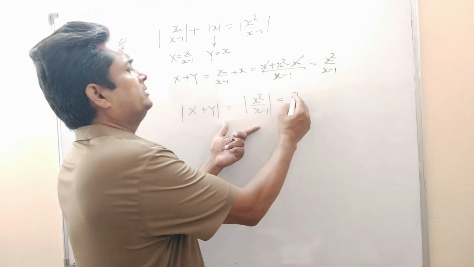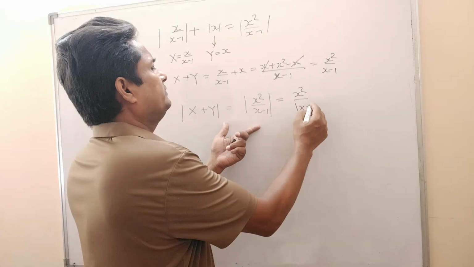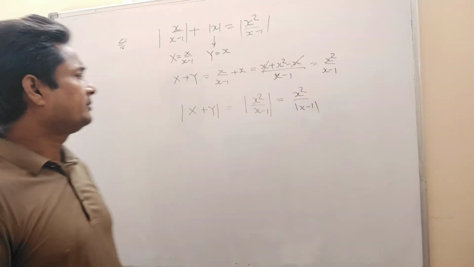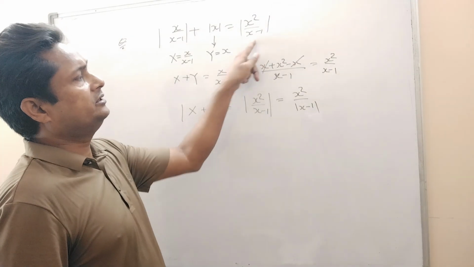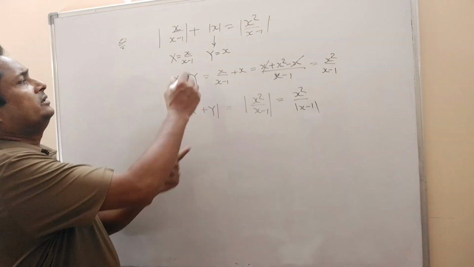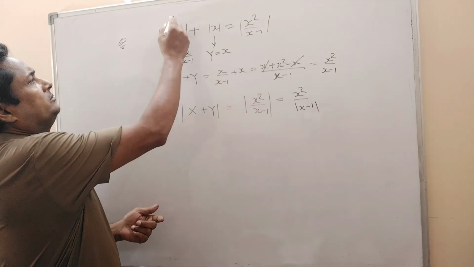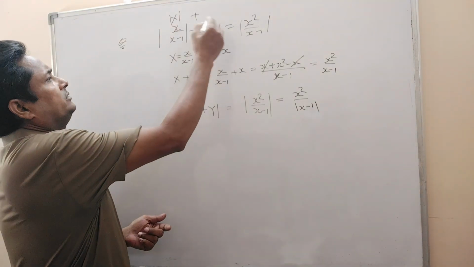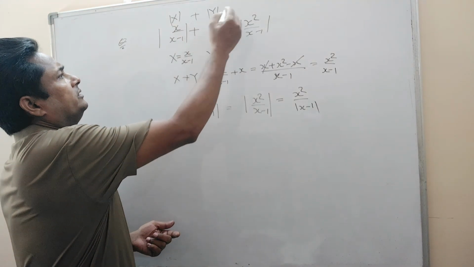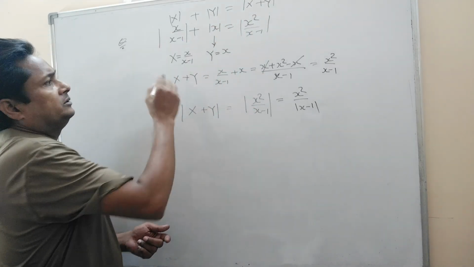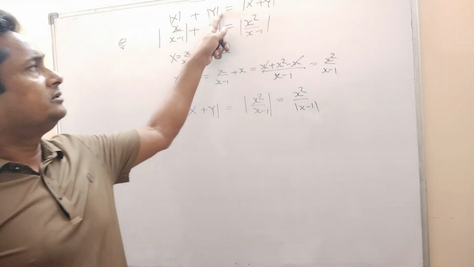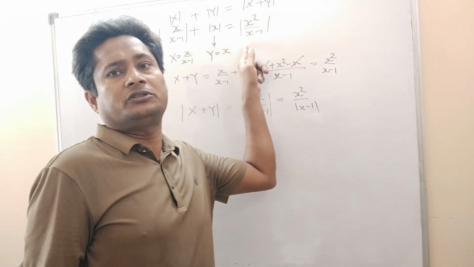This can also be written as x square over mod of x minus 1. Mod of x plus y is coming this one. That means right hand side is coming this one. And this is what? This is mod of x plus this is what? Mod of y. That means mod of x plus mod of y. So this property holds for this one.